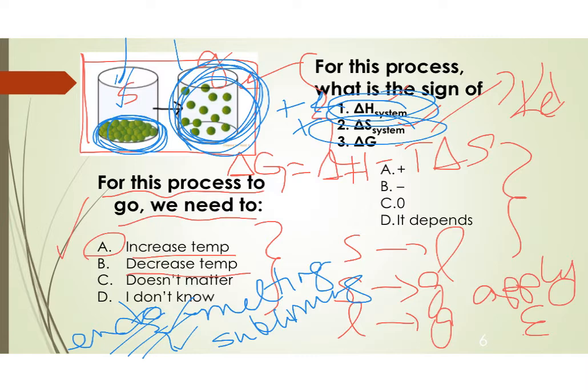Now, here's the tricky part. So really, if you haven't turned off the video yet, I hope you do it now. Keeping in mind that the change in enthalpy is positive and the change in entropy is positive, what's the sign for delta G? Pretend like this is a little quiz or test question. See how you would answer it.